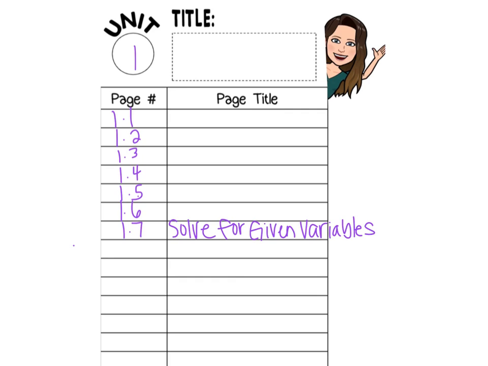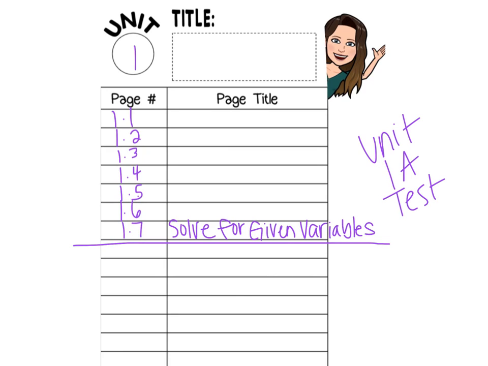We are actually not ending the unit because I'm breaking it up into two tests. So if you want to go ahead and draw a line under 1.7, this will be Unit 1A test. And then everything below this would be 1B test. This is a really big unit, so I'm breaking it up into two tests. And these are your last notes for your first test.